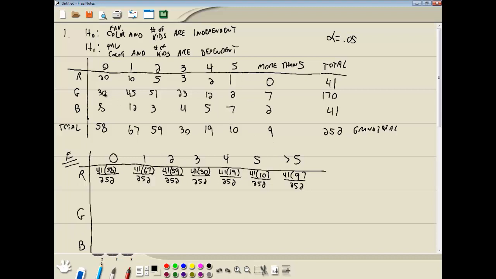Okay, so this one here, row total, if I come straight over here, is 170 times the column total divided by our grand total. So if I come straight down, my column total is 58. Now for all the ones in this row, the row total will always be 170. So I can come across and put 170 for all of them. And grand total is always 252.